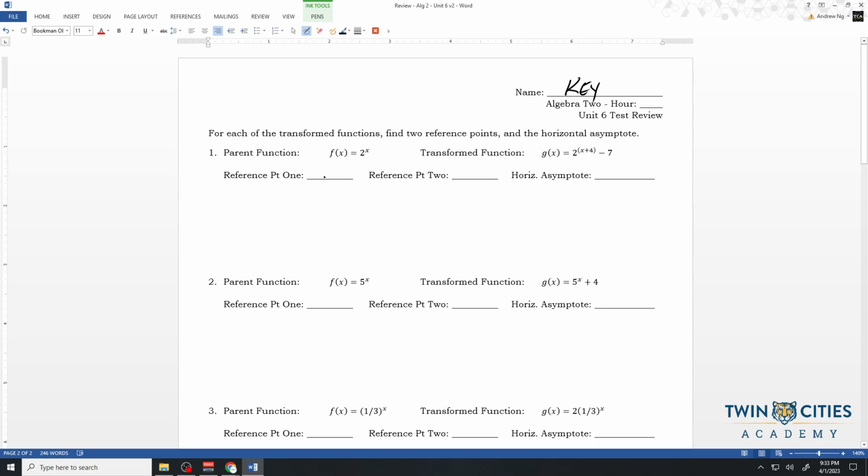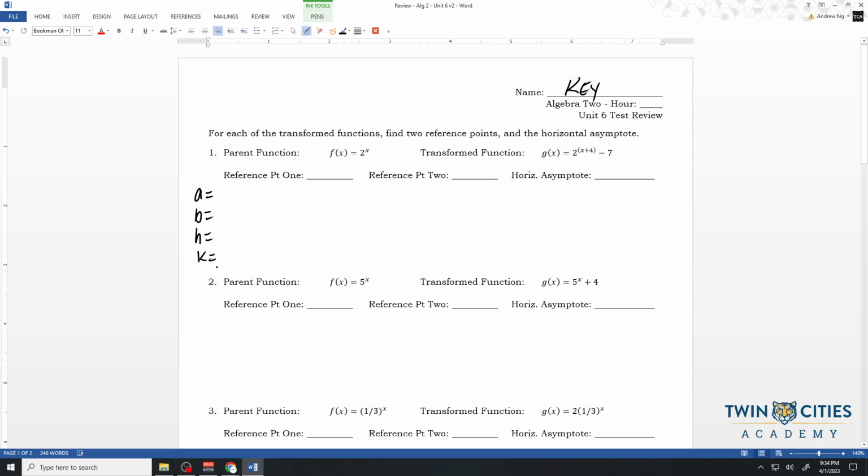Here we're given the parent function f of x equals 2 to the x, and the transformed function is g of x equals 2 to the x plus 4, and then minus 7 at the end. Find the first reference point, the second reference point, and the horizontal asymptote. All right, so before I do any of that, I have to find what a, b, h, and k are. So over to the side, I'll start with a equals, b equals, h equals, and k equals.